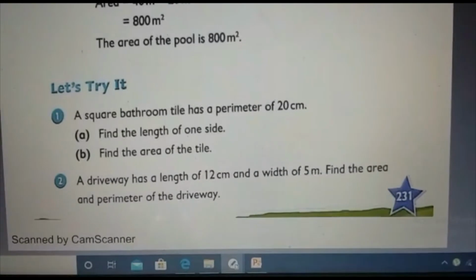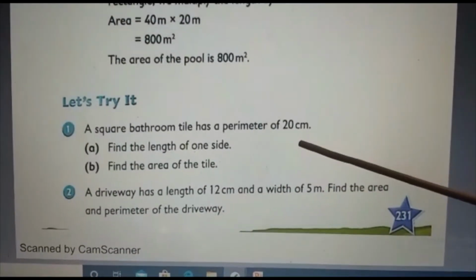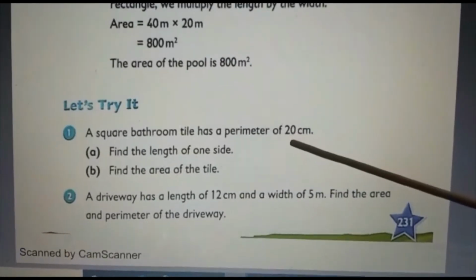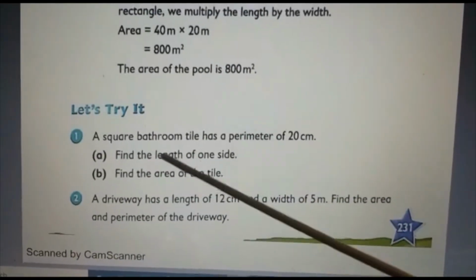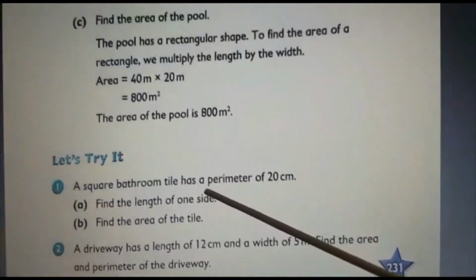So now think about the area and perimeter of a square. A square has a perimeter of 20 centimeter. So it is given, perimeter is given as 20 centimeter. Find the length of one side. First question is find the length of one side. So what will be the length of one side?